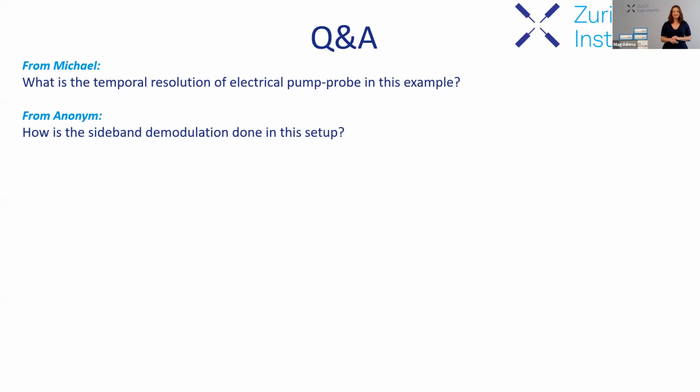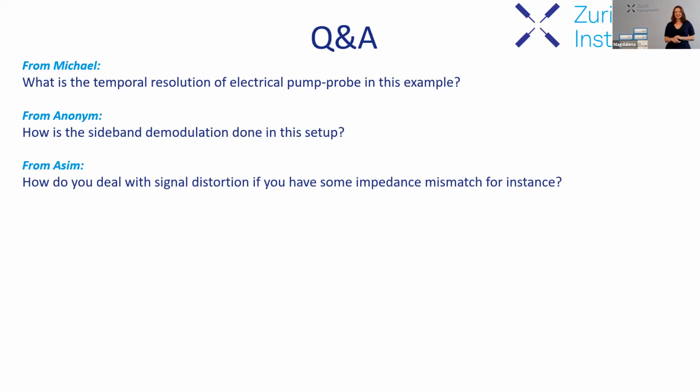Seems like lock-in amplifiers have no secrets for you, Mehdi. So, next question from Asim. How do you deal with signal distortion if you have some impedance mismatch, for instance?